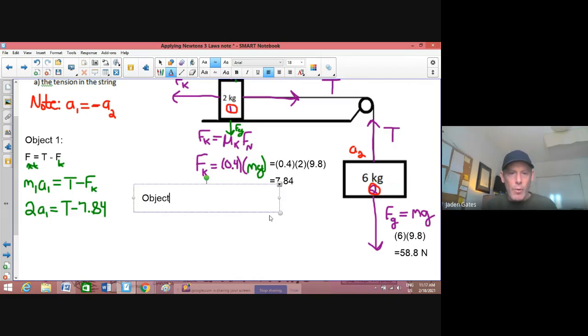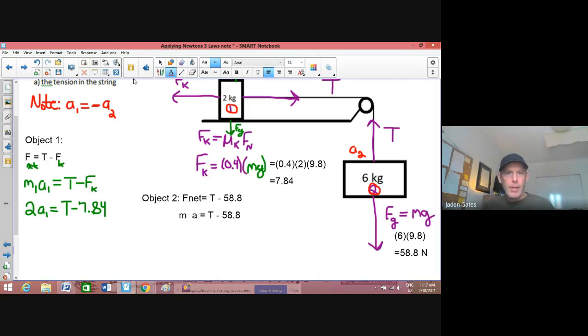All right, so again, I'm going to look at the F net, what's going on here? T is pulling it up, so I'll go positive T. Gravity's bringing it down. All right, so I'm going to subtract, and I already know what gravity is. It's 58.8 there. All right, now, F net. Again, just like I did over with object 1, it's going to be mass times acceleration. And again, it's going to equal our tension minus gravity, which is 58.8.